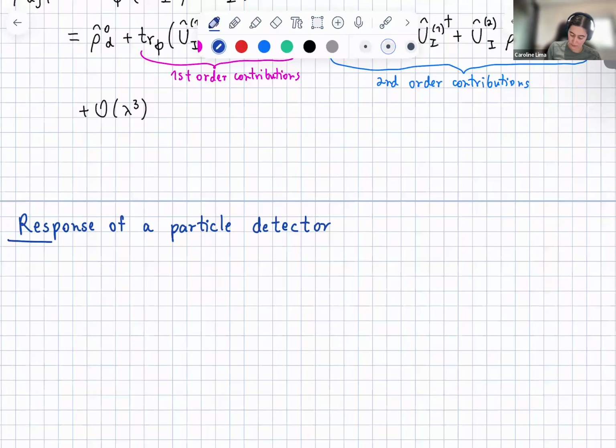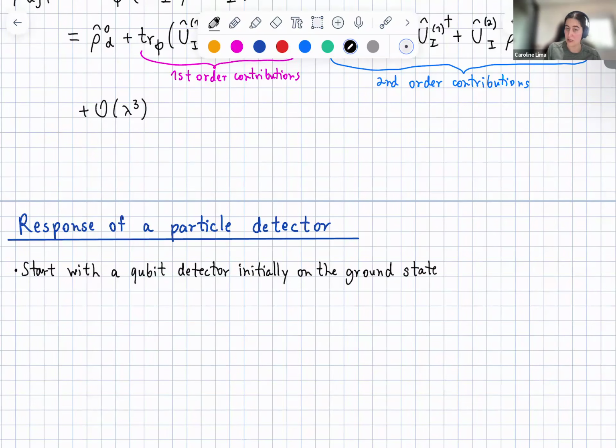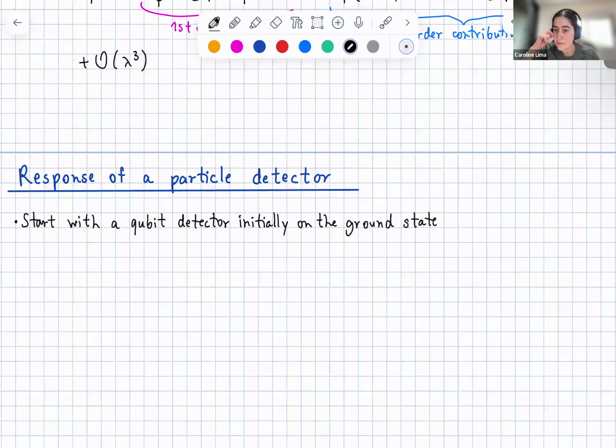Okay, so we're going to start with a qubit. So just as I had mentioned before, a qubit detector initially in the ground state. And I'm going to denote this.